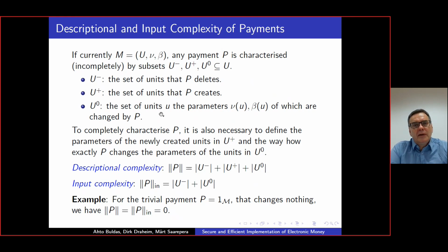To completely characterize the payment, we of course have to say what the parameters of the newly created units are, and we also have to describe the way P changes the parameters of some units. But for the complexity, we don't have to do it. We can define descriptional complexity as the number of all units that P somehow changes: either deletes, creates, or changes the parameters of. We also have input complexity, which is the sum of the number of units that are deleted and the number of units whose parameters are changed by P. For example, if you have a trivial payment which does nothing, both its complexities are just zero.